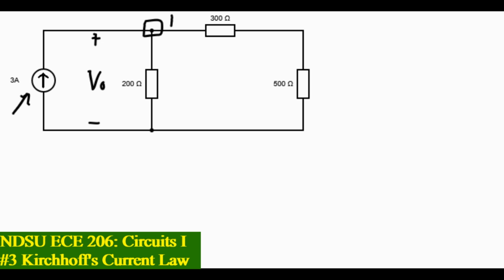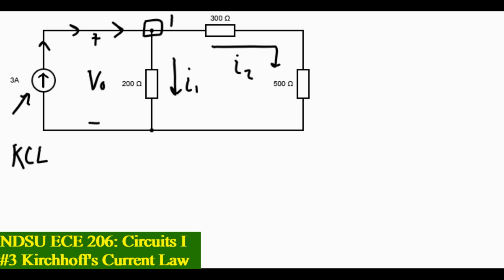Okay, let's designate some currents. Let's say I1 is flowing downward like that, and I2 is flowing like that. We can't exactly change the orientation of our current source. We can if we want, but let's just leave it. 3 amps is flowing into that node. We know that for sure. That's always going to stay the same.